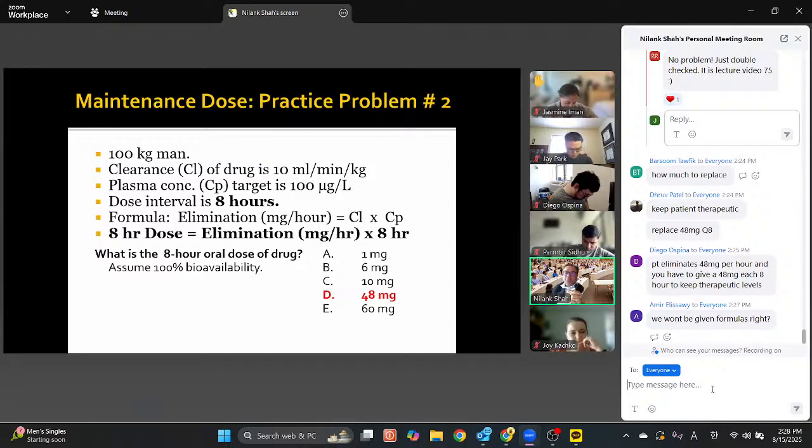You lose 48 milligram, give 48 milligram, because that's what you are losing by elimination, by metabolism, and you have to replace that same dose every 8 hours to keep the drug concentration the same in blood. Whatever you're losing, just replace it with the maintenance dose.